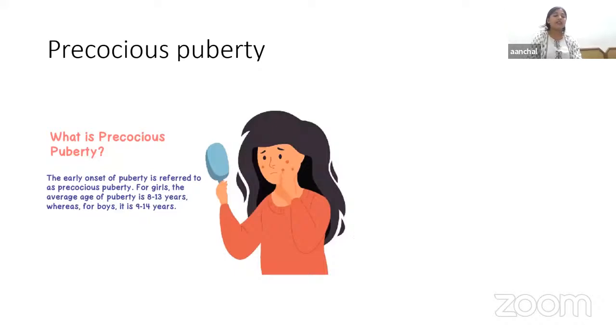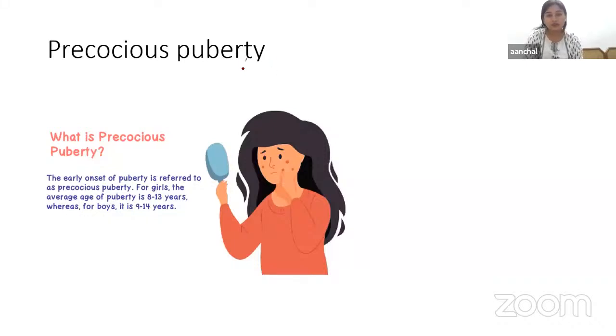Now, next we have the last one, that is precocious puberty that we're going to learn. So this is the case which leads to early onset of puberty, and it refers to the age of around 8 to 13 in females and 9 to 14 in males. Okay, so this is a condition when children's body begins to change into adult body very soon.